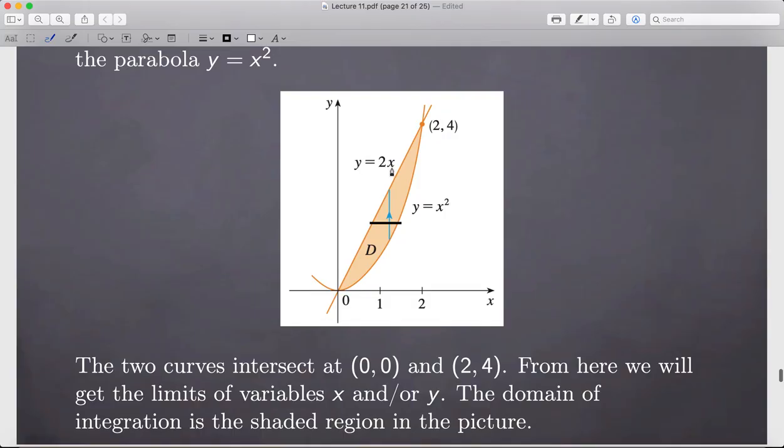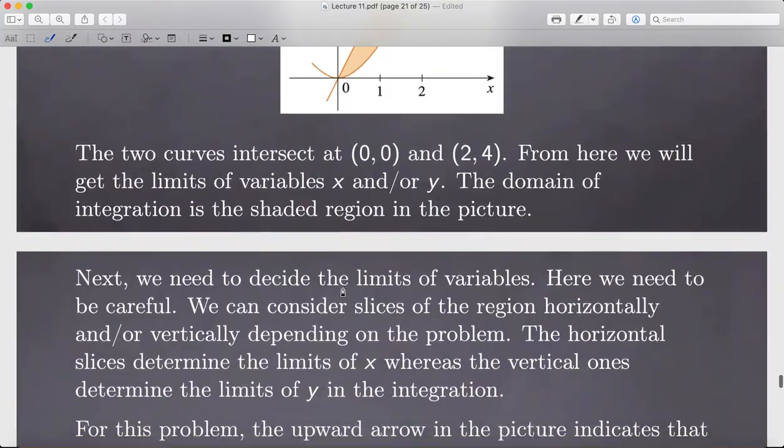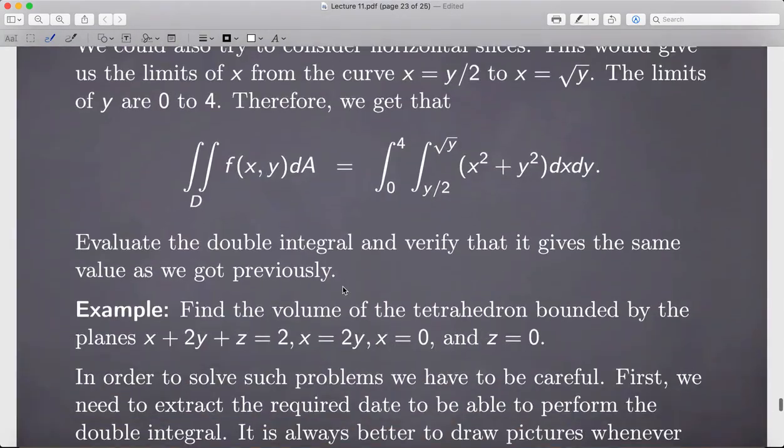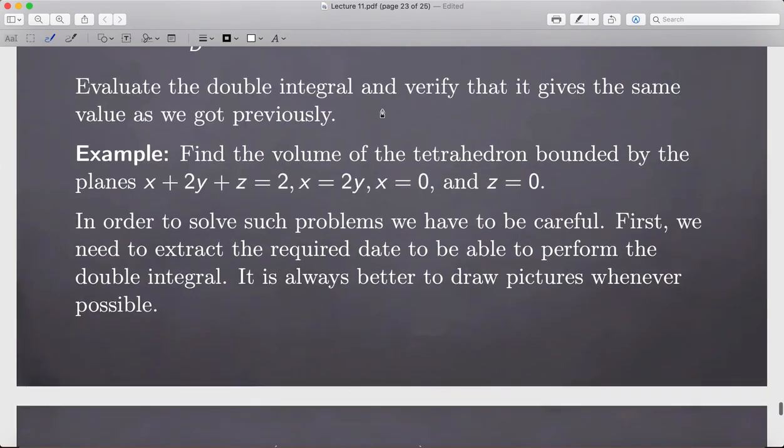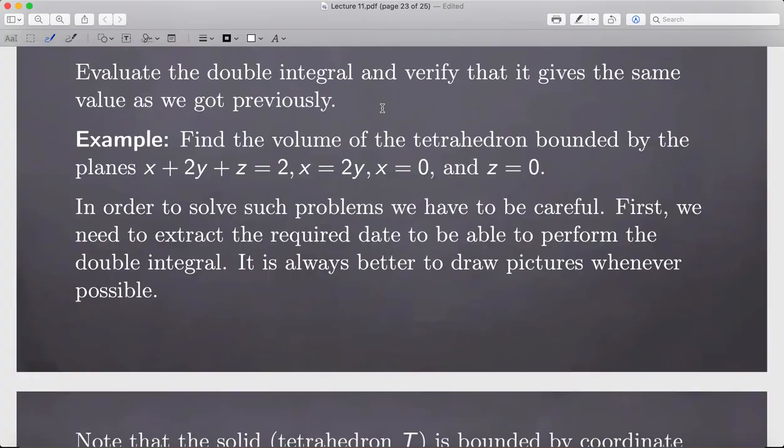If I do that, then x is going to vary from y over 2 to square root of y, correct? This is from this line to the parabola, and then the limits of y will be 0 to 4, correct? So whenever it is possible, try to do it both ways and see whether they match or not, so that you verify both situations.